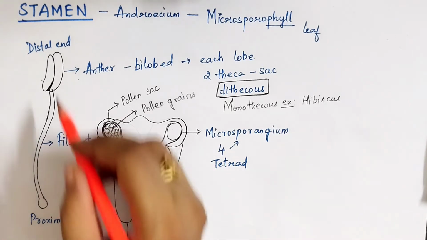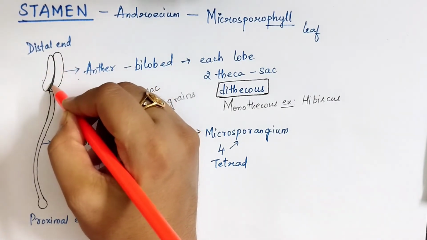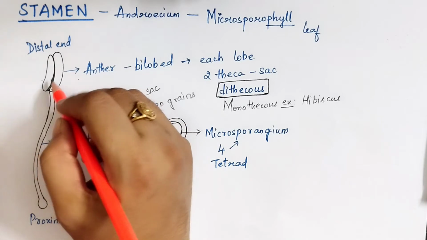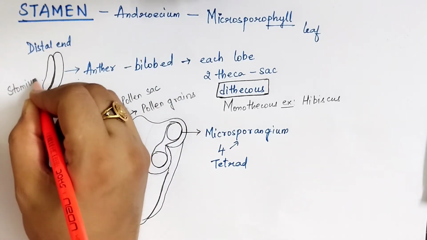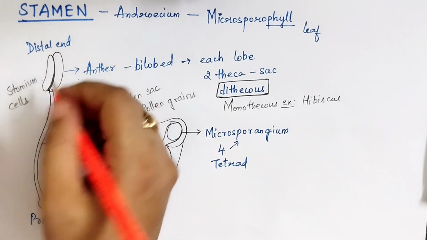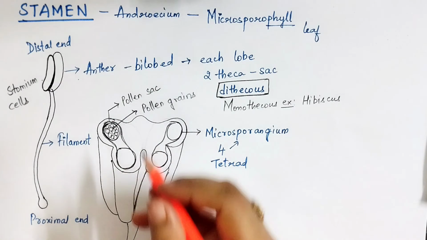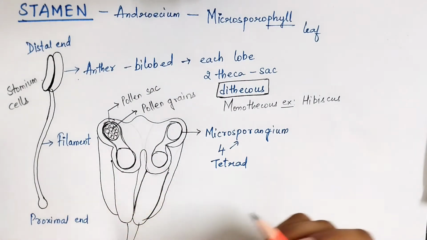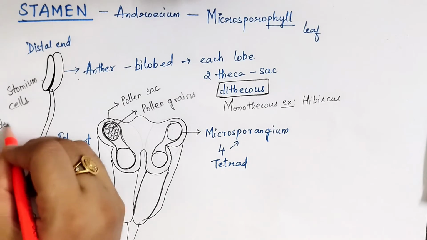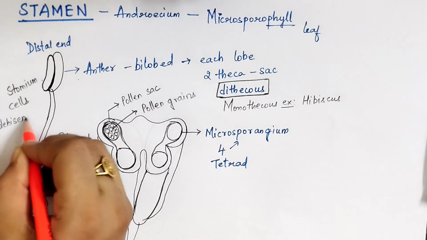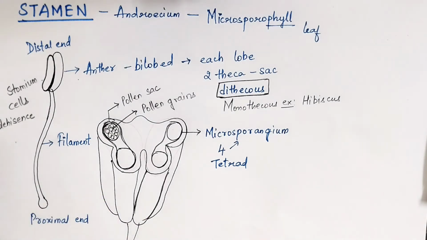These lines of dehiscence, here also if you see, there is one line of dehiscence here, right? And these lines will have special cells called stomium cells. Stomium cells are present only at the line of these anthers or these lobes. Now these stomium cells help in the process of dehiscence. What is dehiscence? Dehiscence is nothing but the release of pollen.